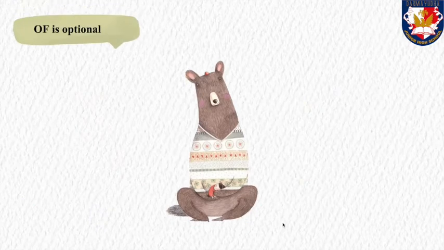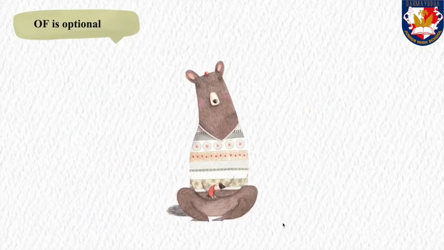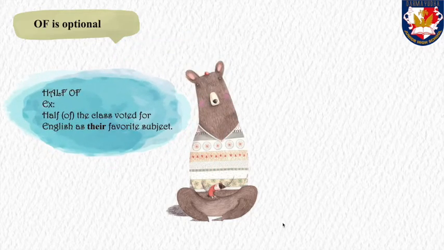Now, the second one, of, is optional. It means that in these words, you may or you may not use the preposition of. As the word you see here, half of. In the sentence, half of the class voted for English as their favorite subject. Or, in the sentence, you may also erase the preposition of, become half the class voted for English as their favorite subject.